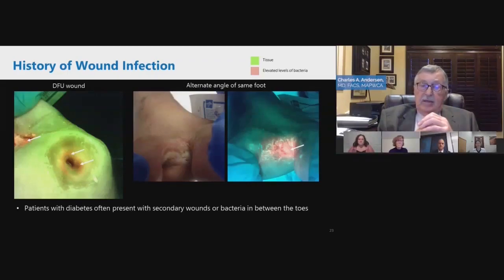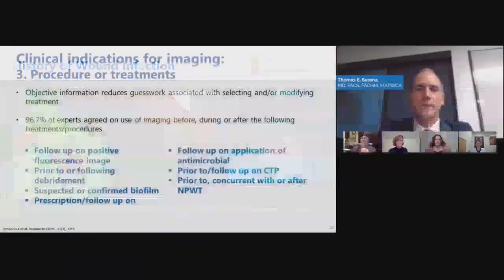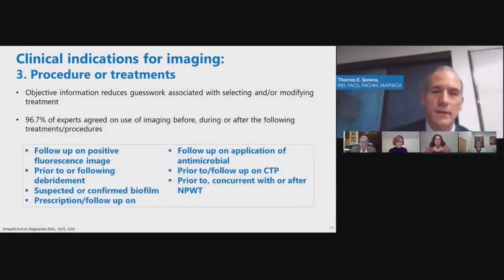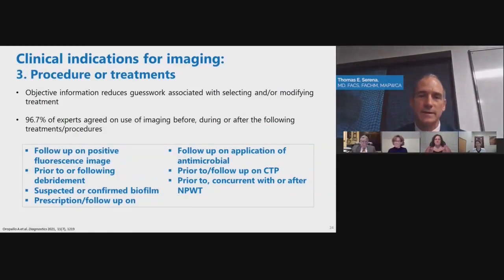Sometimes taking the MolecuLight and looking between the toes, you'll find the source. You'll find a fissure with significant fluorescence, which probably was the entry point for that diabetic foot infection. Interesting. The next was for clinical indications was procedures or treatments, and again, really high level of consensus.